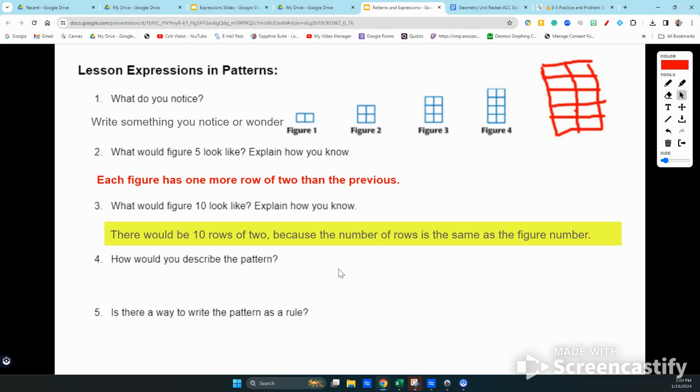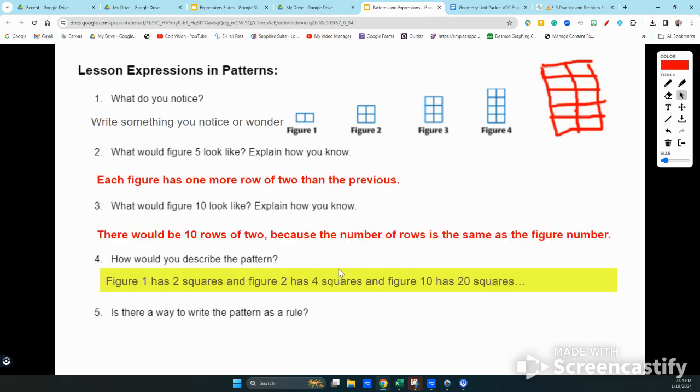So how would I describe this pattern? So we're going to now just describe the pattern in words. And there's lots of ways of describing it. I said figure 1 has 2 squares, and then figure 2 has 4 squares, and figure 10 has 20 squares. So I'm going to use that if I'm to find the total number of squares in the pattern. Maybe you hadn't considered that, but the total number of squares, I'm going to use that to make a rule.